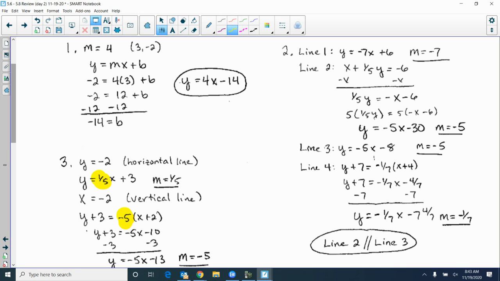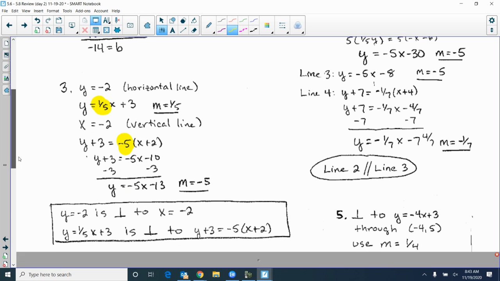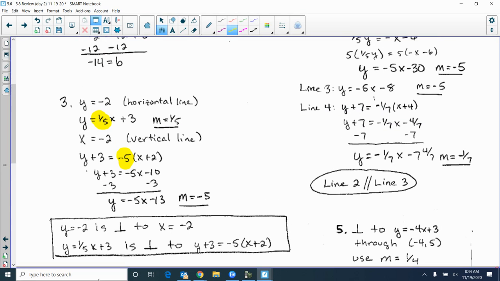Is that just 1, 2? 1, 2, and then 3. Where's the answer at the top? Where? For what? 3. Oh, there you go. All right, there's your answer for 3.